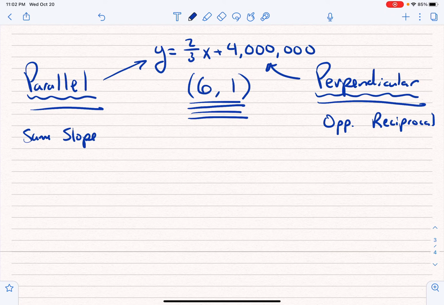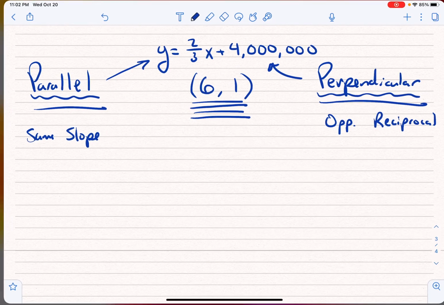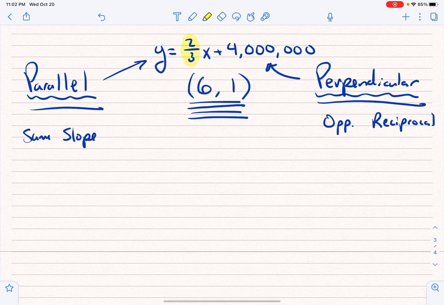All right, let's give it a go. Clearly the first thing you need to do is identify what the slope is. The slope of this one is 2/3. For parallel, we want the same slope, so we want 2/3. For perpendicular, we want the opposite reciprocal. That means we want -3/2. We flip it and change the sign. How easy.